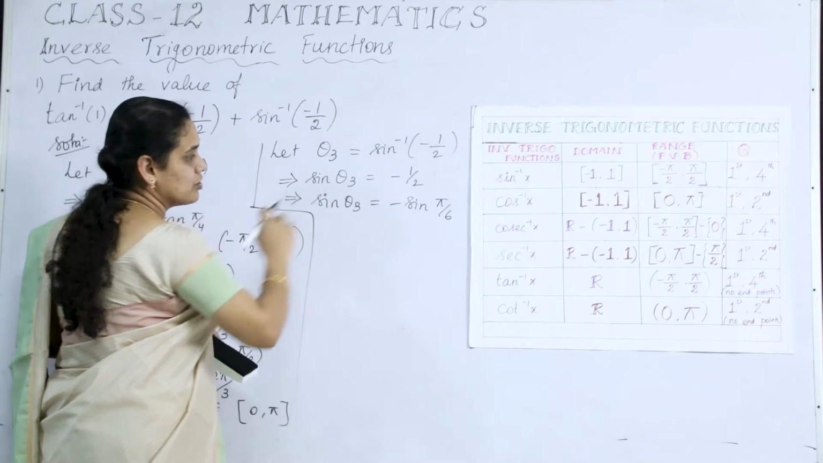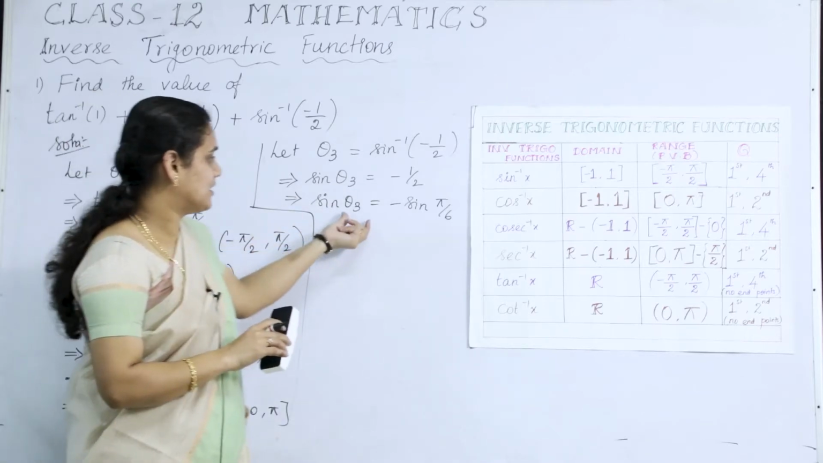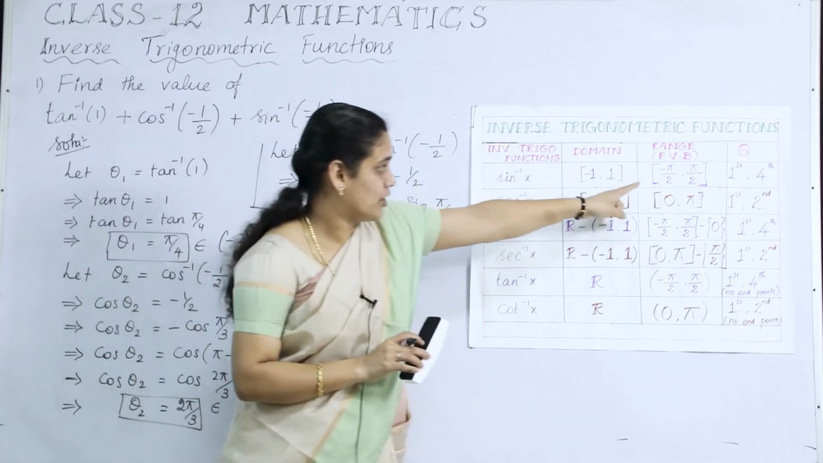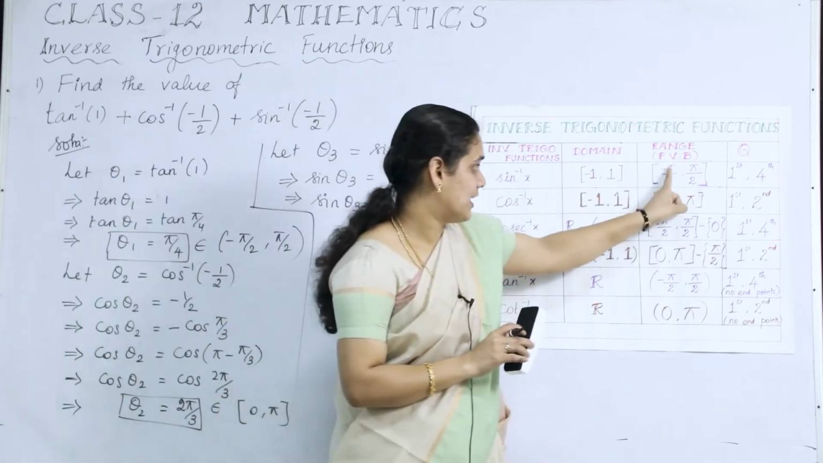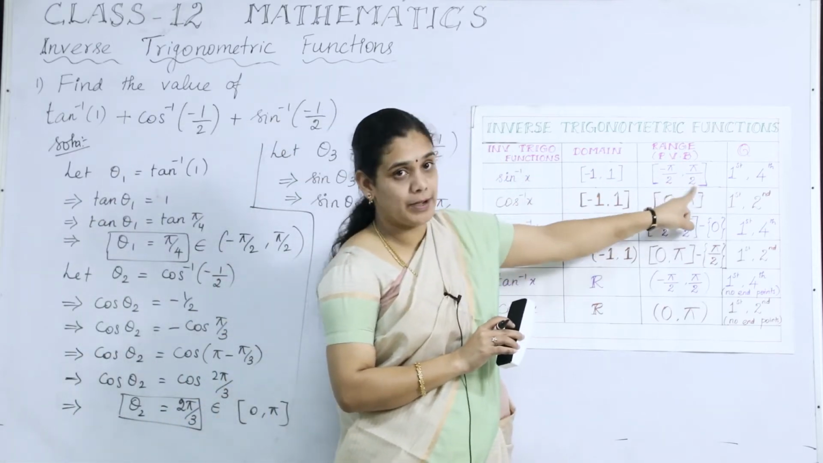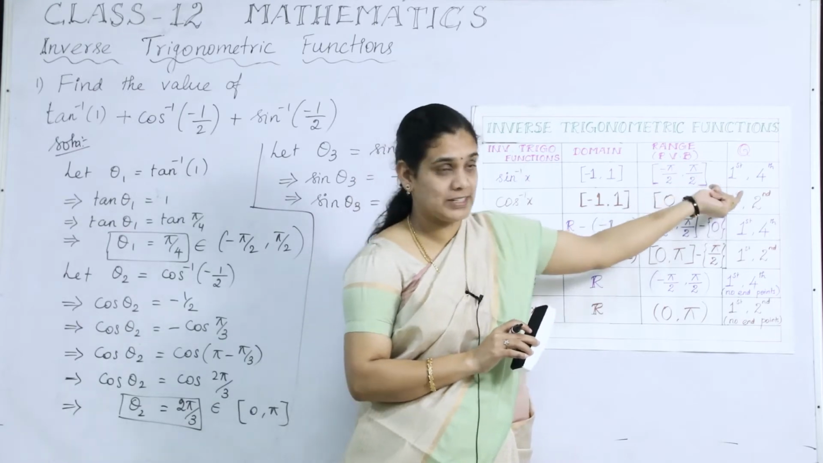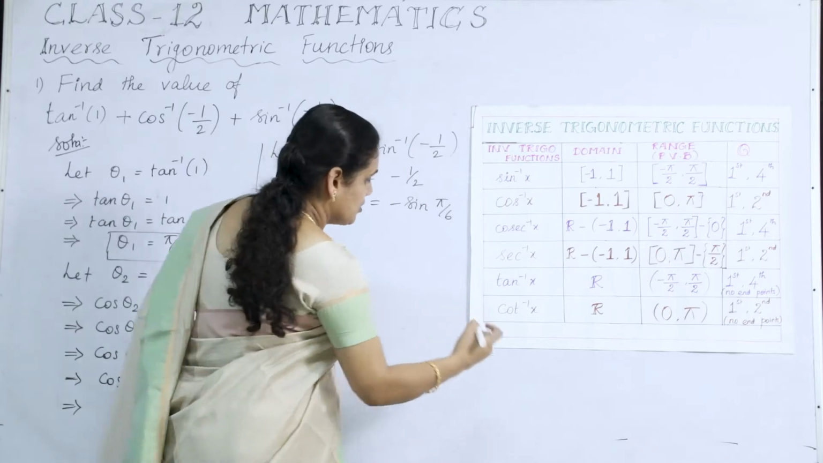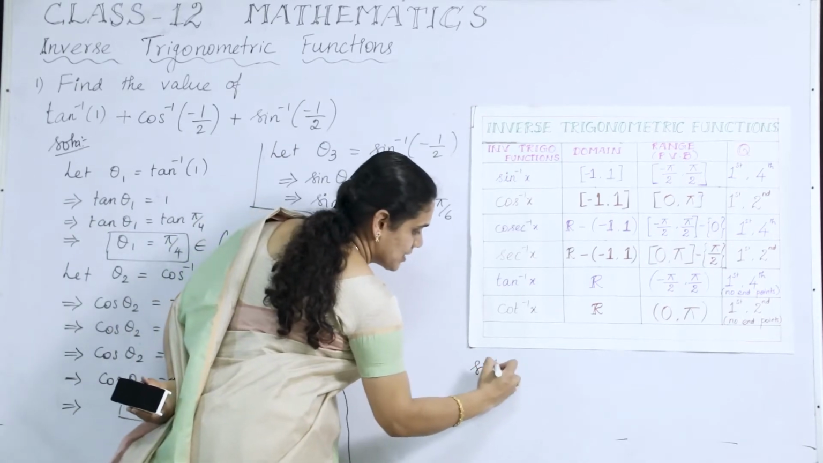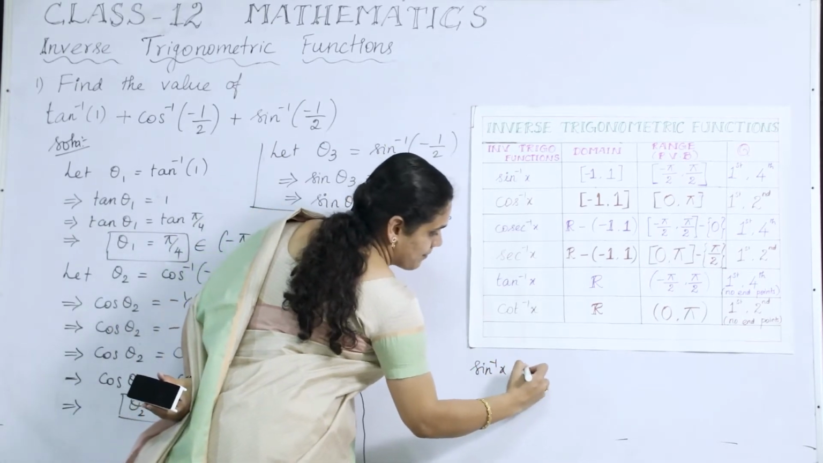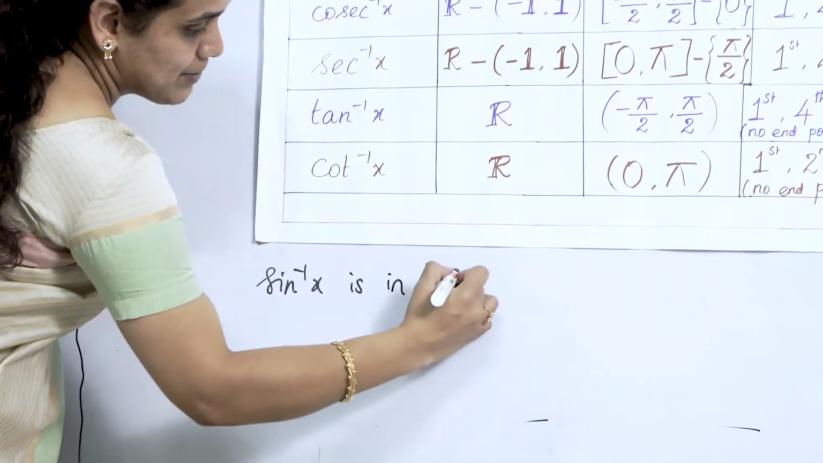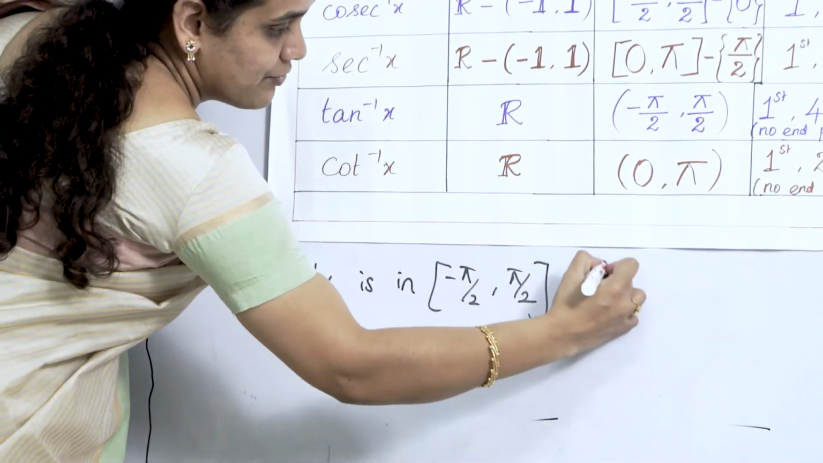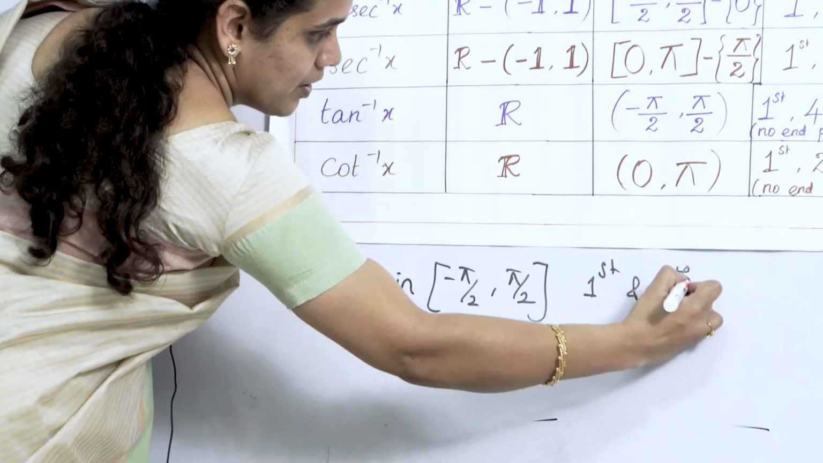So it is not equal to theta, we cannot say that theta is equal to minus pi by 6. First of all, we have to check here. This principal value branch lies in minus pi by 2 comma pi by 2, that is from minus 90 to plus 90, and also it should be in the first and the fourth quadrant. So sine inverse of x is in minus pi by 2 comma pi by 2, and also the quadrant is first and the fourth, right?